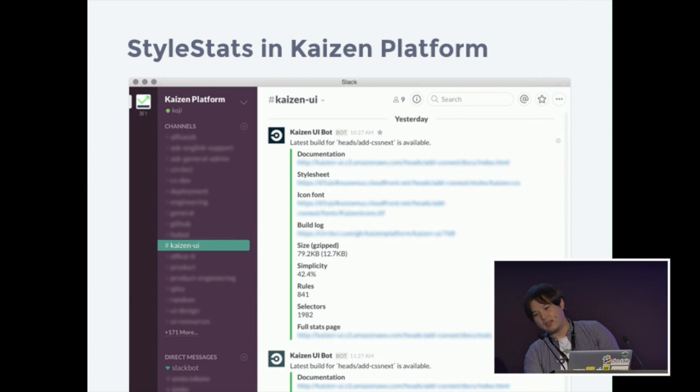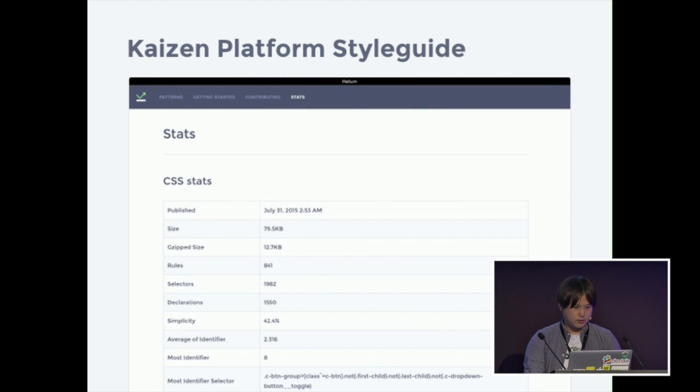Let me share our use case. We have an original UI library for our service. When someone deploys a new version of CSS, a bot notifies the result of style stats on Slack, so we can understand every deploy. And also a style guide.